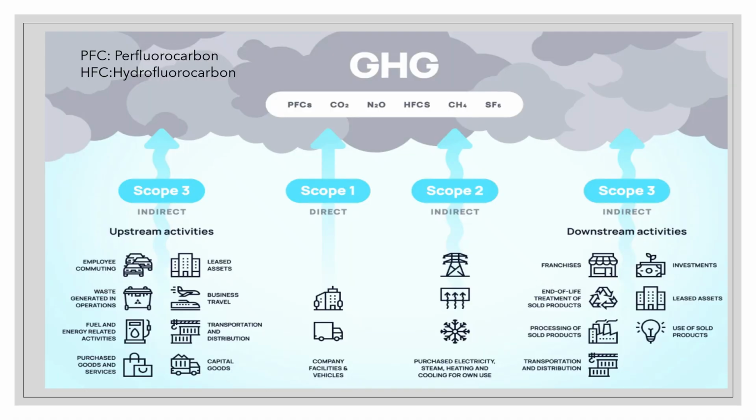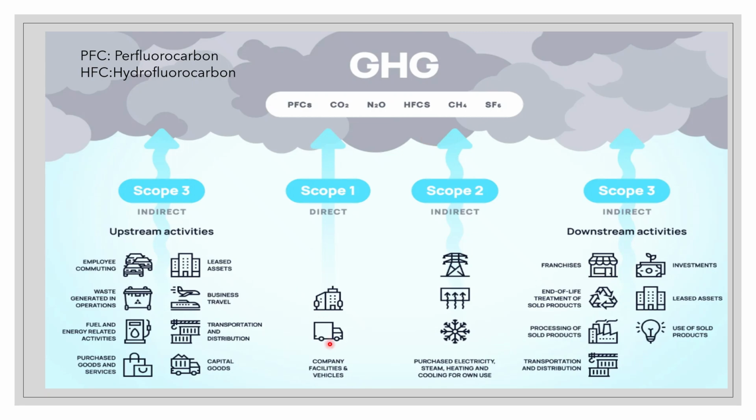What are the gases emitted in GHG? Six gases are considered, which are given in this figure. I'll take the laser pointer. PFC, which is perfluorocarbon, carbon dioxide, nitrous oxide, HFCs, hydrofluorocarbons, methane and sulfur hexafluoride. These are the six main gases responsible for greenhouse gas.